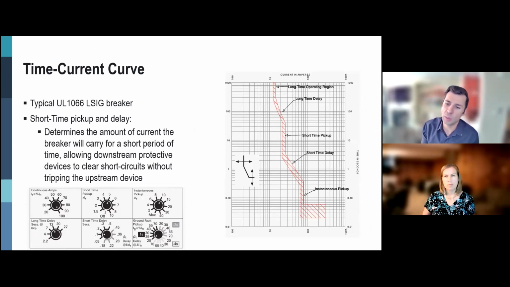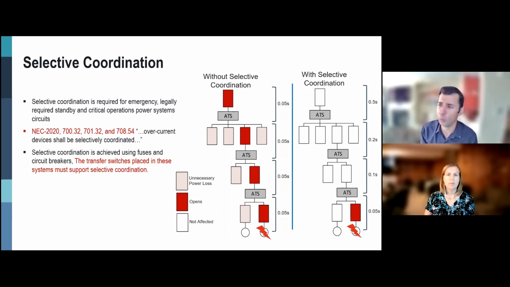Now that will help us with the transfer switch if it has that short time rating to coordinate with that breaker. When do we need that? If we do selective coordination. NEC 700.32, 701.32, and 708 require that devices shall be coordinated. In the first case, the system is not coordinated, so if there's a fault, everything trips. Here, this is selectively coordinated: if there's a fault downstream, we trip the circuit breaker closer to the fault.